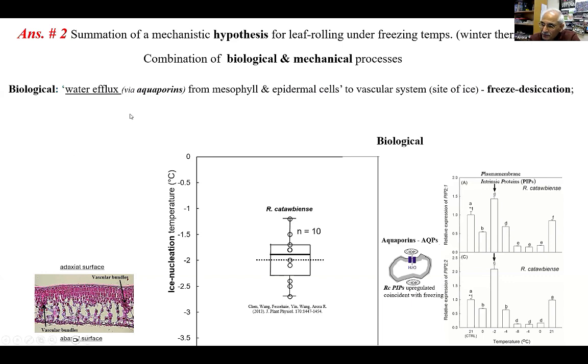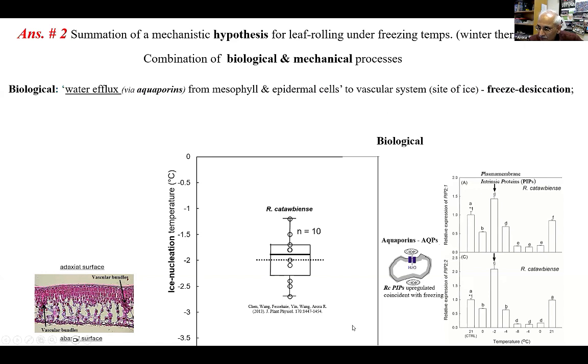The biological part comes from this efflux of water from the cells due to this vapor pressure gradient, and that efflux must take place through membranes that surround the cells, and those membranes have these water channel proteins called aquaporins. So it is through aquaporins of these mesophyll and epidermal cells that the water goes to the vascular system during freeze desiccation.